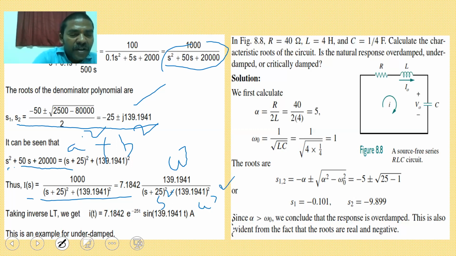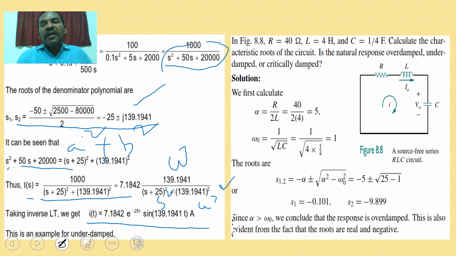Finally you can write I(t) = 7.1842 e^(−25t) sin(139.1941 t) amperes. Like this, you have to go for the calculation for an RLC series circuit. Then come to the next problem.